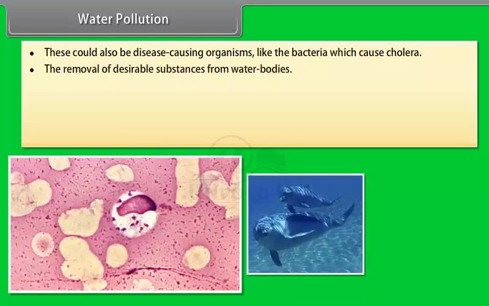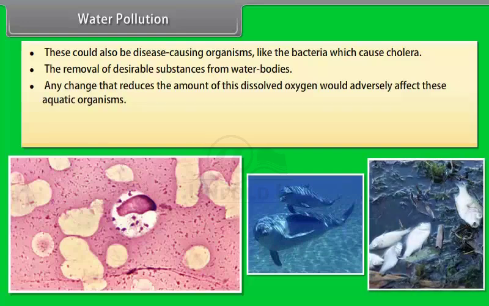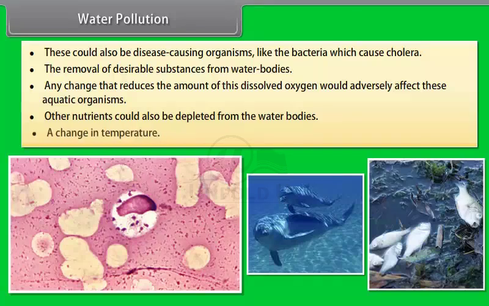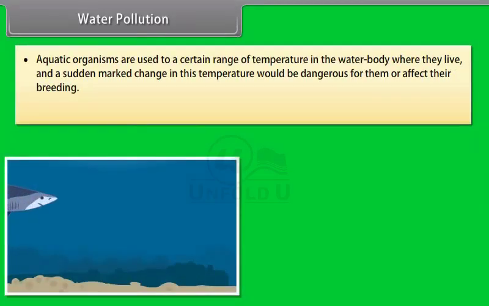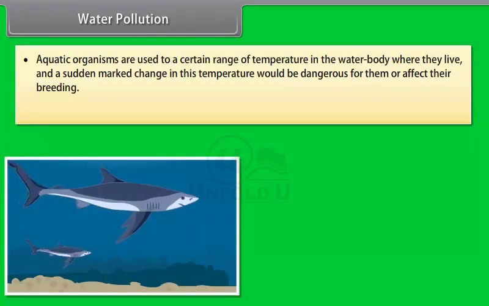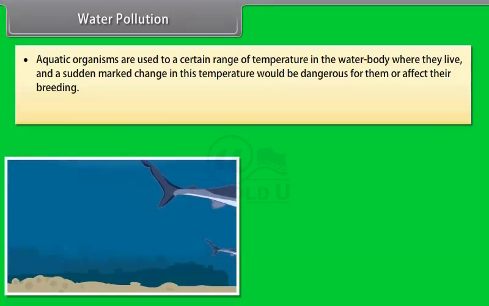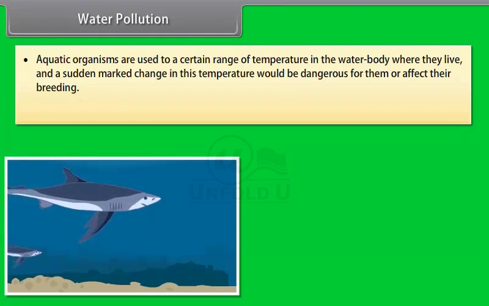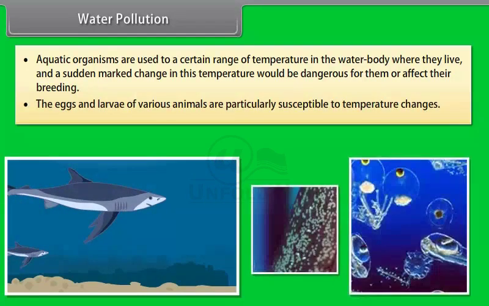The removal of desirable substances from water bodies. Any change that reduces the amount of dissolved oxygen would adversely affect these aquatic organisms. Other nutrients could also be depleted from the water bodies. A change in temperature. Aquatic organisms are used to a certain range of temperature in the water body where they live, and a sudden marked change in this temperature would be dangerous for them or affect their breeding. The eggs and larvae of various animals are particularly susceptible to temperature changes.